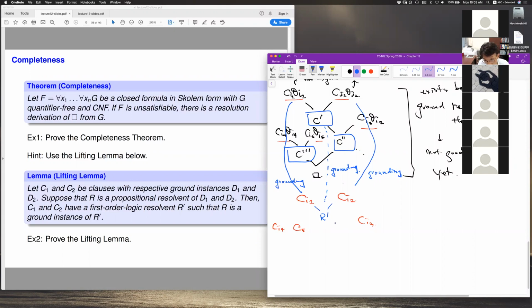So we do the same thing. This C prime and R prime are in grounding relationship. And then this, maybe use green. These two are in grounding relationship. And this C I3 theta I3, and then just C I3, they are also in the grounding relationship.